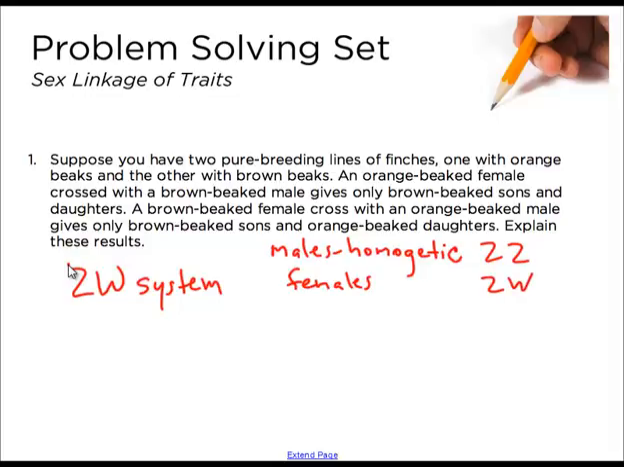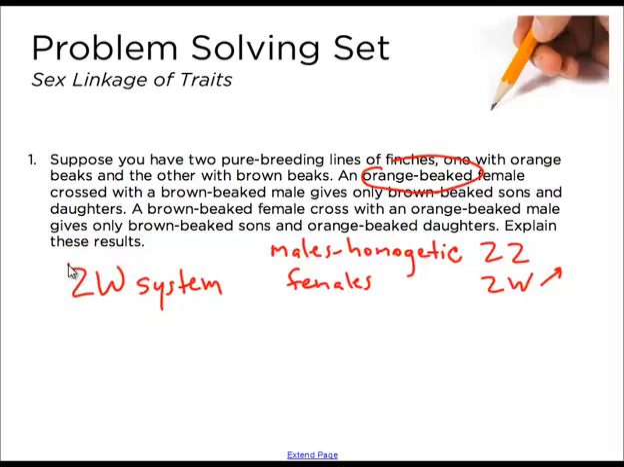We don't have to get into all the details of the ZW system, but certainly to do the crosses correctly, we have to know who's homogametic, and it's the males. So now we can write down our cross. We've got an orange-beaked female. Now the W is similar to the Y in the sense that if there's a gene that's going to be sex-linked, it's going to be on the Z chromosome. The W is like the Y in that it's not going to have the same genes on it as the Z does.